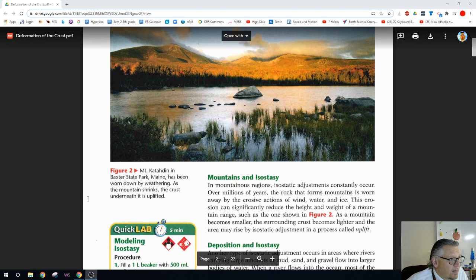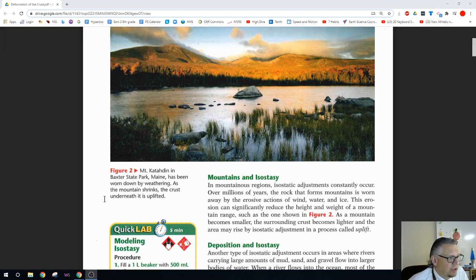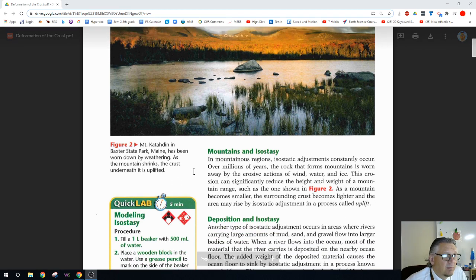Figure 2. Mount Katahdin in Baxter State Park, Maine, has been worn down by weathering. As the mountain shrinks, the crust underneath it is uplifted.